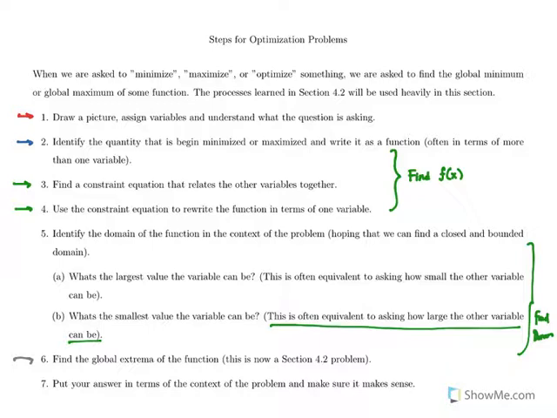Finally, there should be one more step at the end, and that is put your answer in terms of the context of the problem. Make sure it makes sense. Add units to the end of your answer. Whatever it is, just kind of sum it up and make sure it all works out.